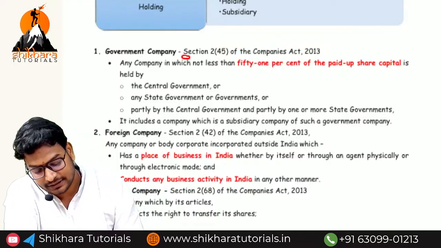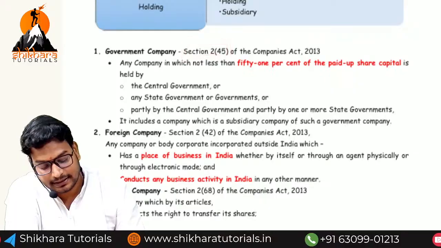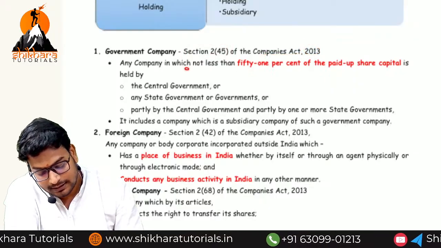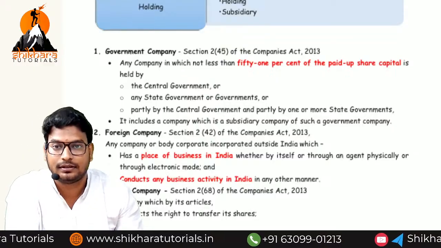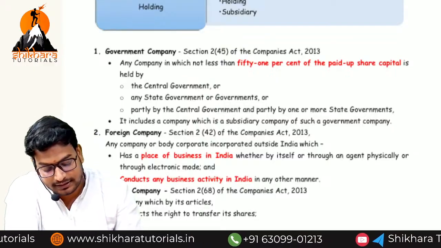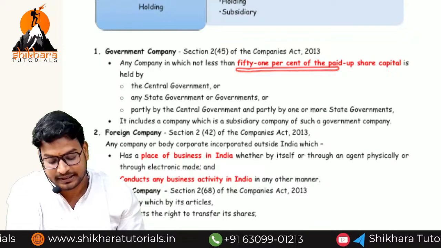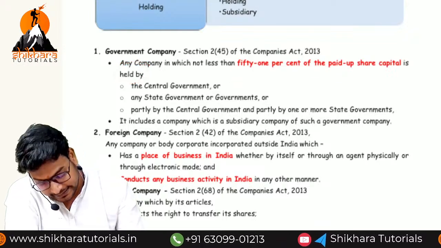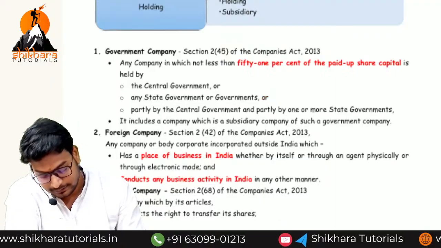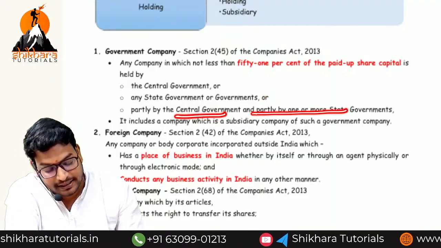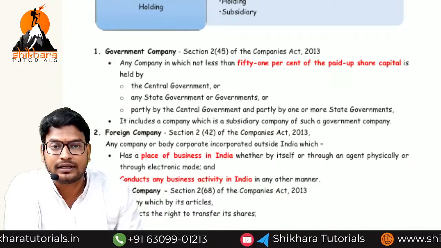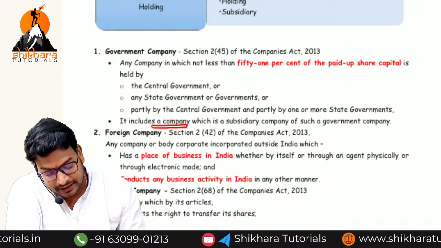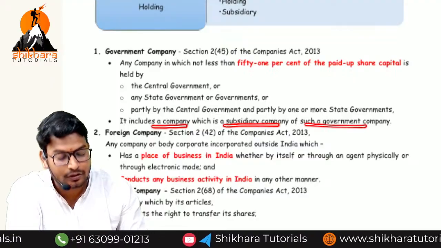So as per section 2(45) of the Companies Act 2013, more than how much? Not less than means it is more than. Not less than means what? It is more than 51% of paid up share capital held by either central government or state government, or partly by central government and partly by state governments. So it is called as what? Government company. It includes a company which is a subsidiary of such a government company.